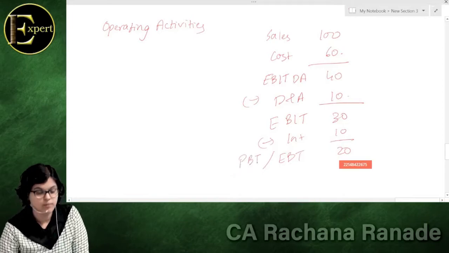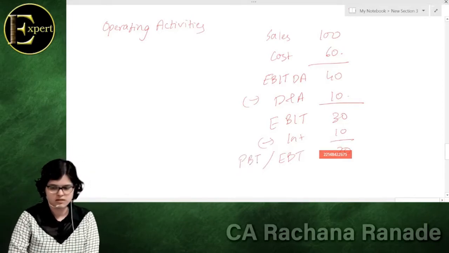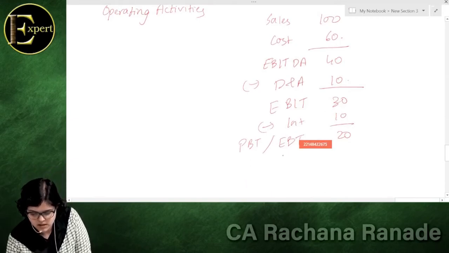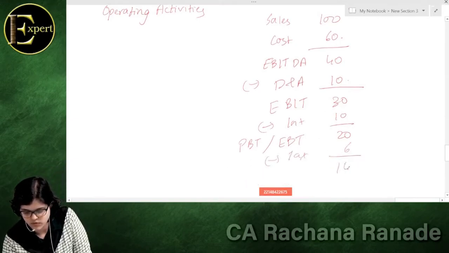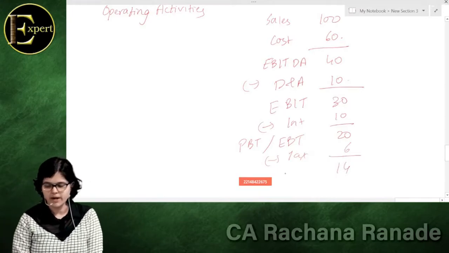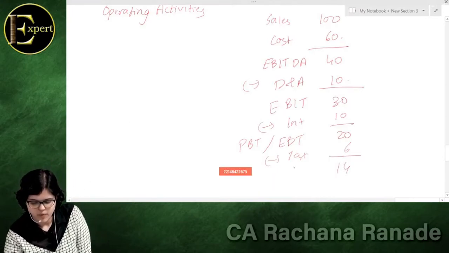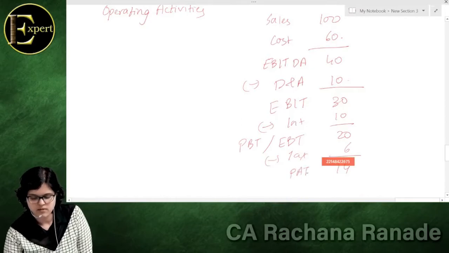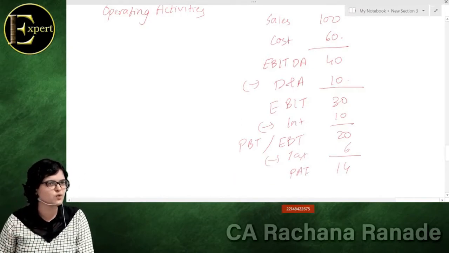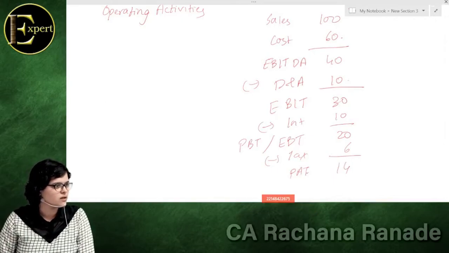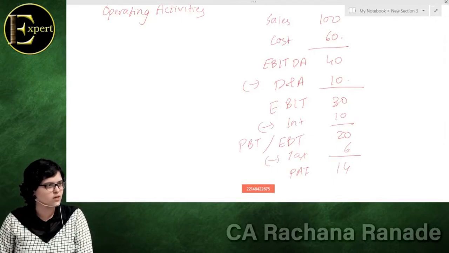This is also known as PBT, profit before tax. And then what will we deduct? Tax. Let us say this is 30%. So 14. And what do we get? PAT. And what is PAT? Profit after tax. Simple. I hope now this format is very much clear in your mind. You want to write this? Okay.